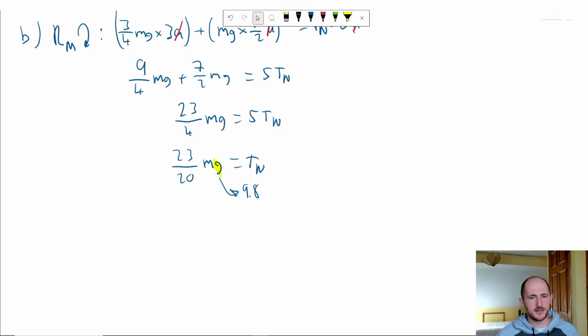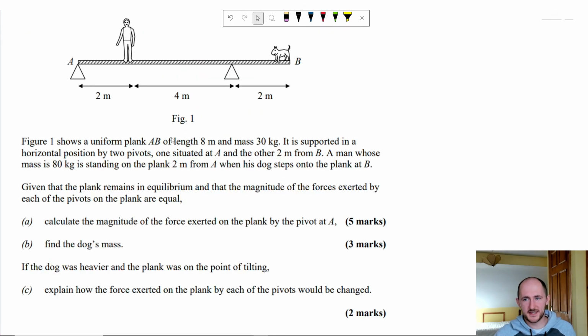And now, as promised, we're going to go on to the super hard question now. An extra hard question that you probably haven't seen before. So we have a man, a very well-drawn man, and a dog. So we have a uniform plank. So again, remember that means the mass of 30 kilograms is directly in the middle of this beam. It is supported by 2 pivots.